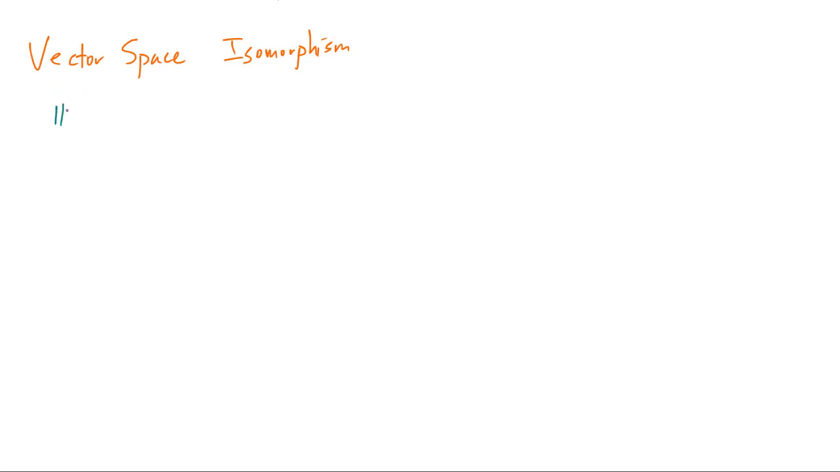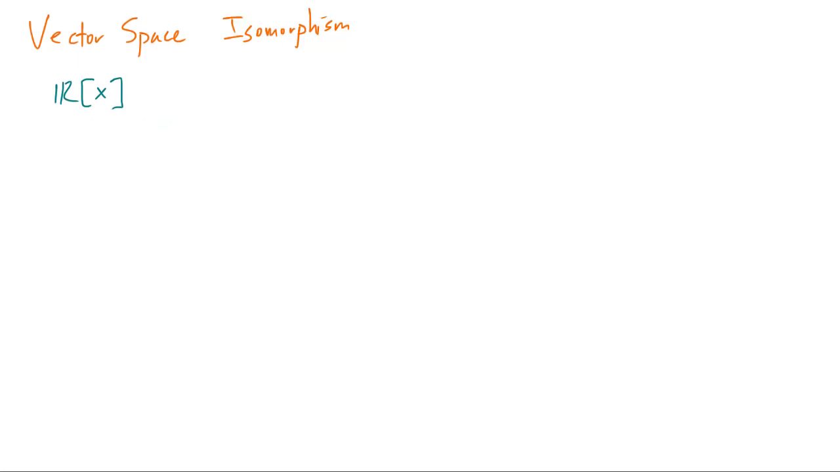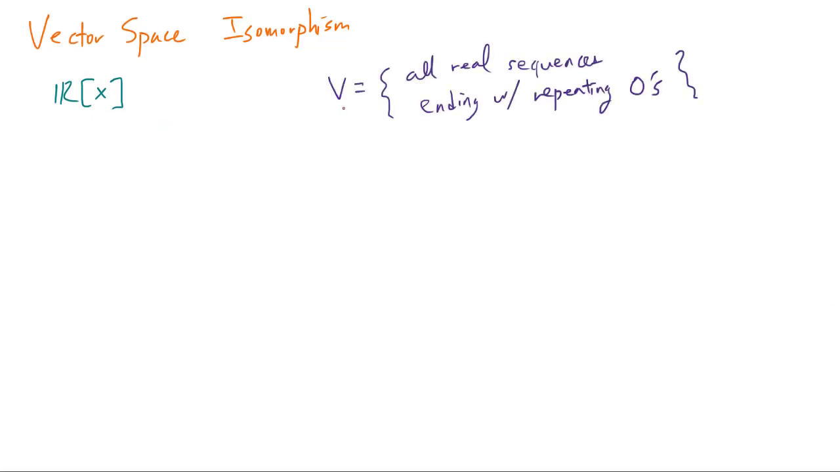So let us once again consider the real vector space R adjoin X. So this was a vector space of real polynomials. And let's consider the vector space V of all real sequences that end with repeating zeros. So what I mean by this is that we are going to have an infinite enumeration like 1, 2, 3, 2, and so on, but we end with repeating zeros, so something like this. And it shouldn't be too hard to check that if you add component-wise and scale component-wise, then V should in fact be a vector space over R.